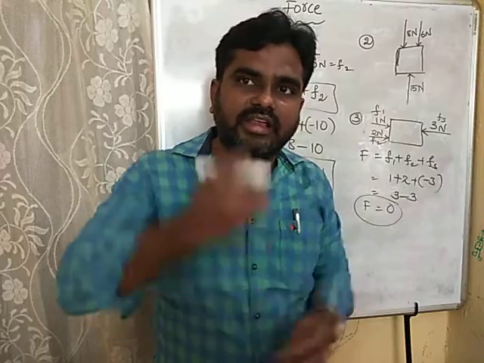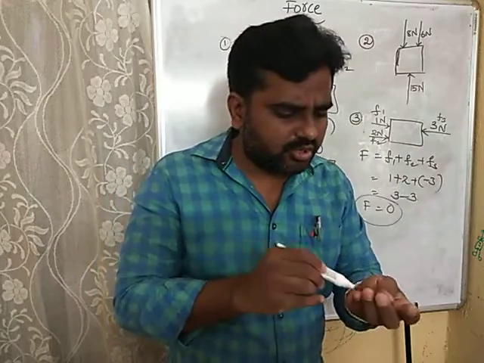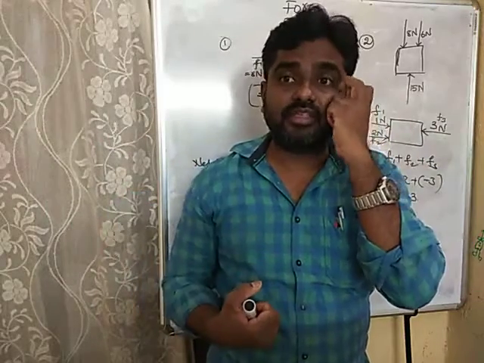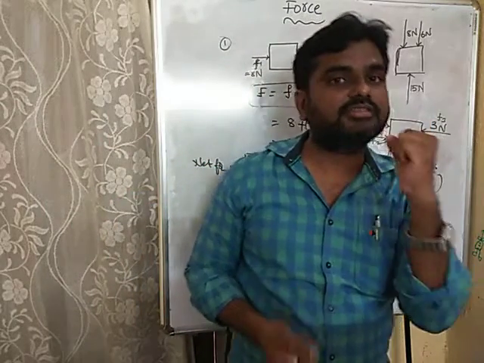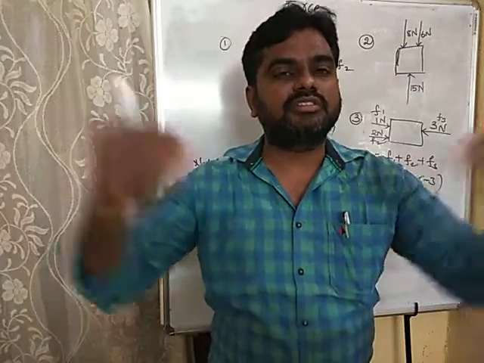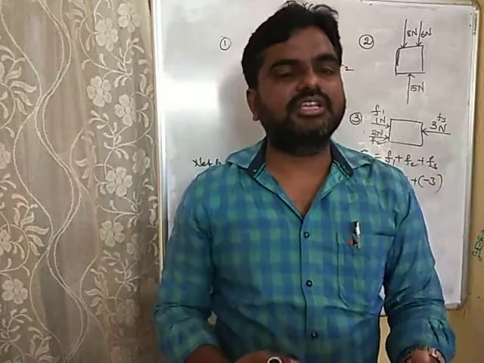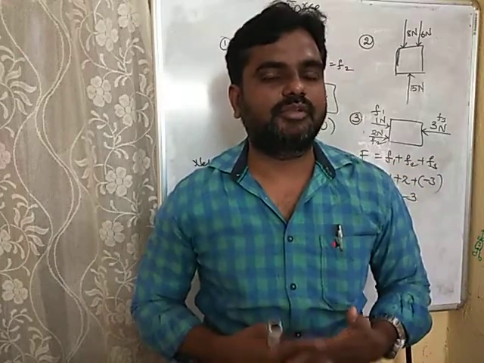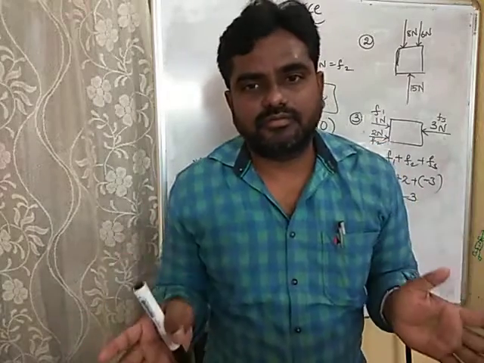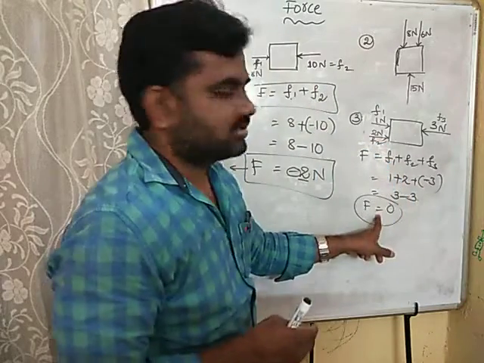Isn't it? Why is there no net force, sir? Because the applied force and the opposing force are the same. In the last class also I gave the same example. If two persons are pushing the same body with the same force but in opposite directions, then the body will stay at a constant position. That means it won't move because the net force becomes 0.